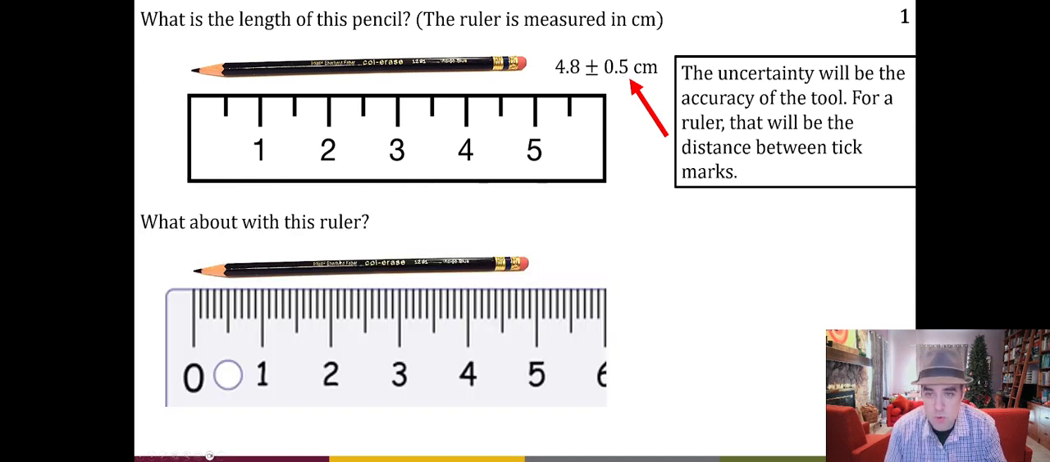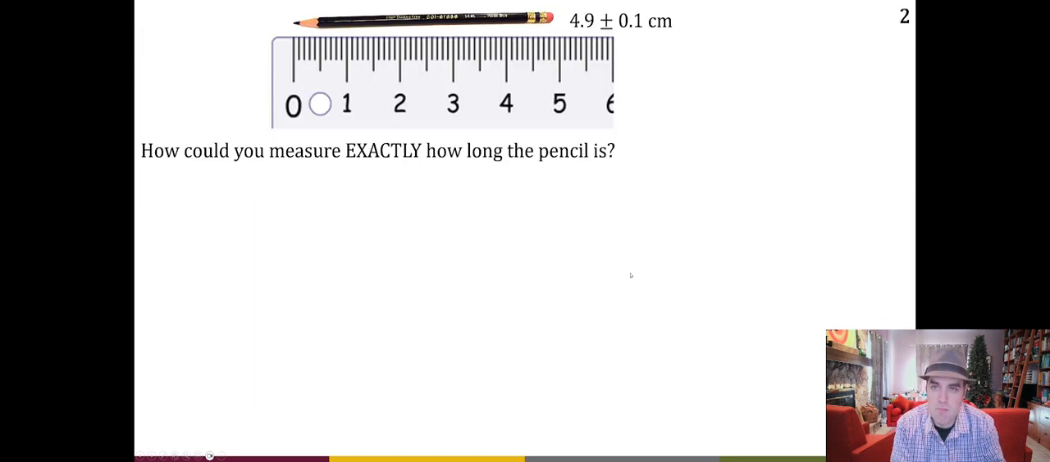Well, let's say we want to know this more accurately. So here I've got a new ruler. Here you see that the distance between tick marks is 0.1 centimeters. So we look here, we kind of estimate, it looks like it's maybe closer to 4.9 centimeters. And because the accuracy of our tool is 0.1 centimeters, that's the distance between tick marks, we get 4.9 plus or minus 0.1 centimeters.